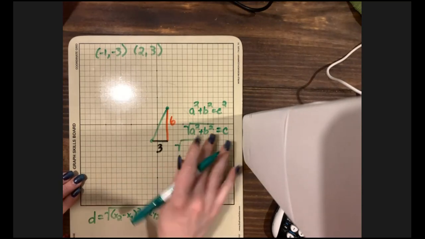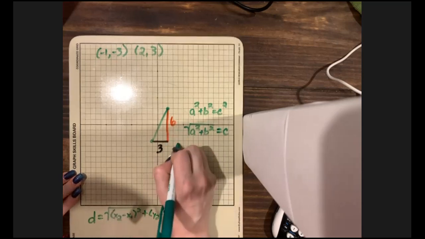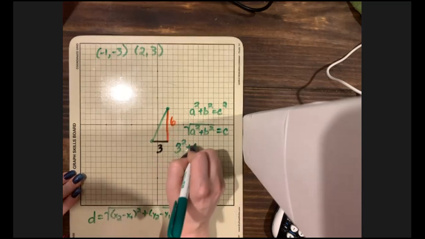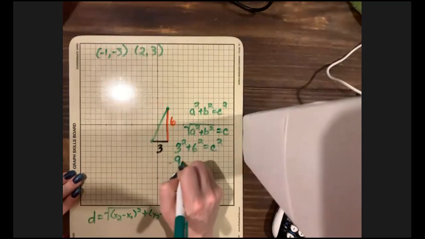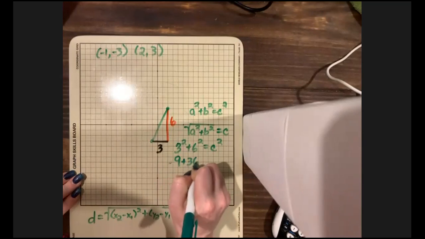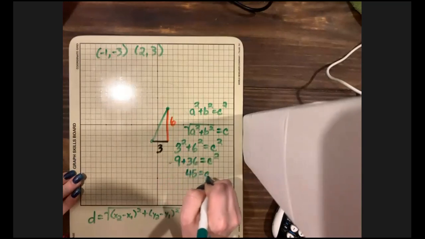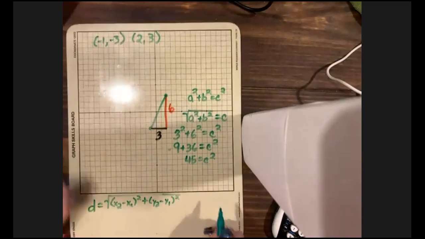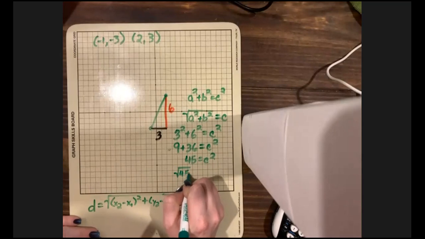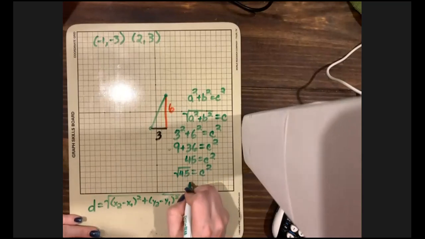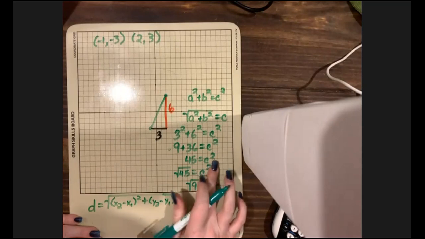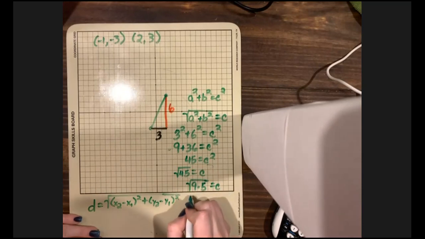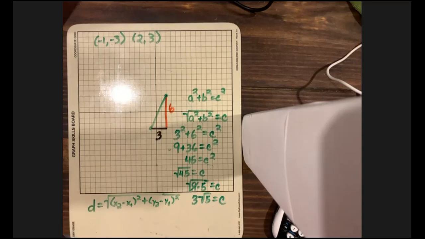Now, this is one where I'm a little more visual, okay? So I'm going to do 3 squared plus 6 squared equals c squared. So I have 9 plus 36 equals c squared. So I've got 45 equals c squared. I'm going to take the square root of 45. I'm going to break that into 9 times 5. That's not a square there, sorry. And then I can take the square root of 9, which is 3. Square root of 5 equals c.